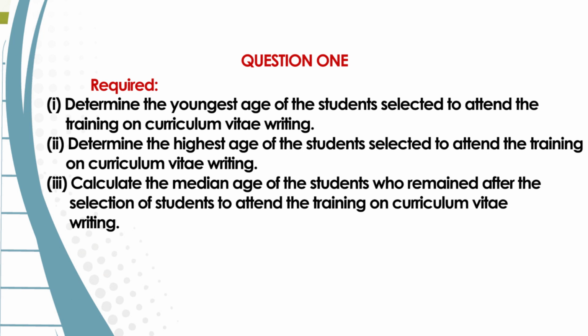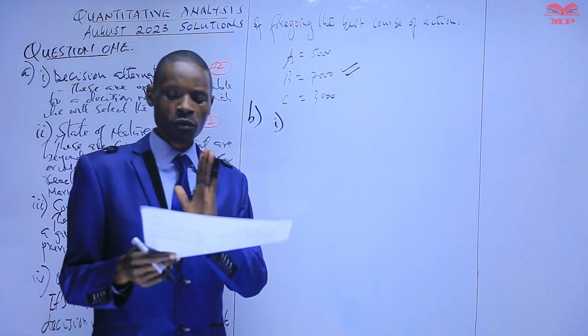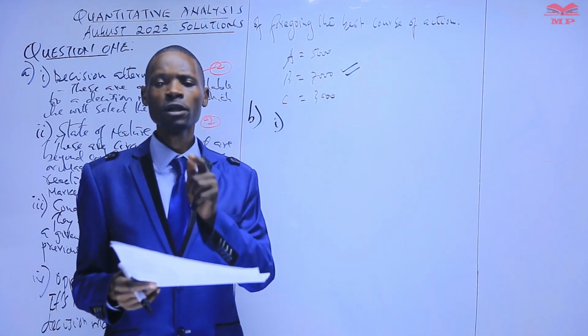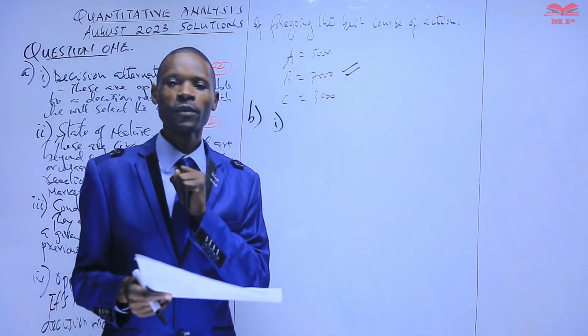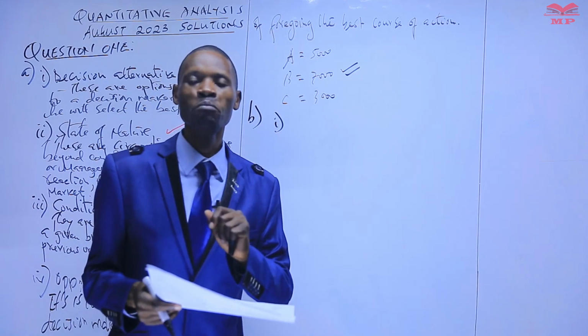Now, let's look at that Roman 1. So we are solving part B, Roman 1. You are told determine the youngest age. So my good people, this is a concept which is tested from descriptive statistics as a subtopic based on quartiles.